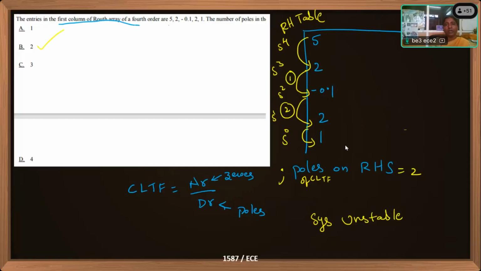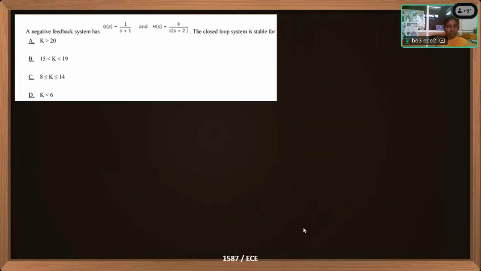The system is not stable because at least one root is present on the RHS. The system is concluded as unstable. Now with this problem, I will close the class. Here G of S and H of S are given.